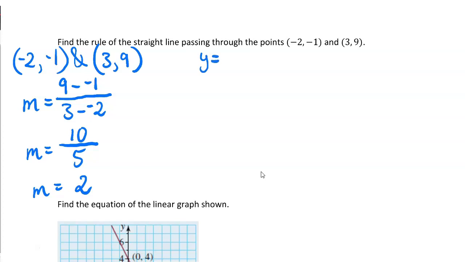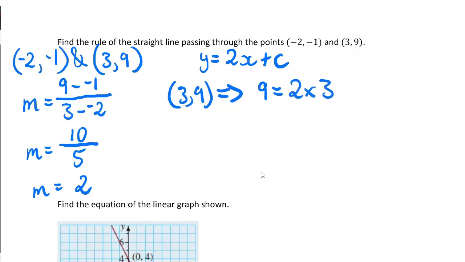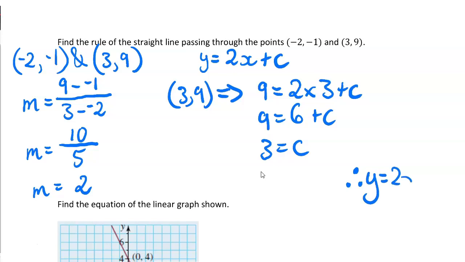So I've got y equals 2x plus c, and then I'll substitute one of these points, I might substitute 3, 9 into the equation, so that's 9 equals 2 times 3 plus c, so 9 equals 6 plus c. Now I have to subtract 6 from both sides, so 9 minus 6 is 3 equals c. Therefore, the equation is y equals 2x plus 3.